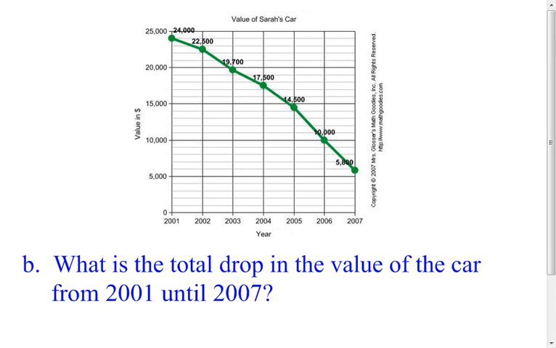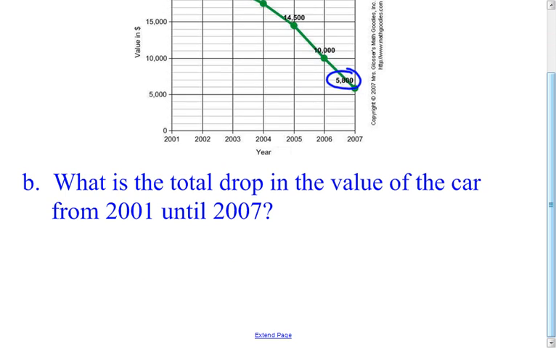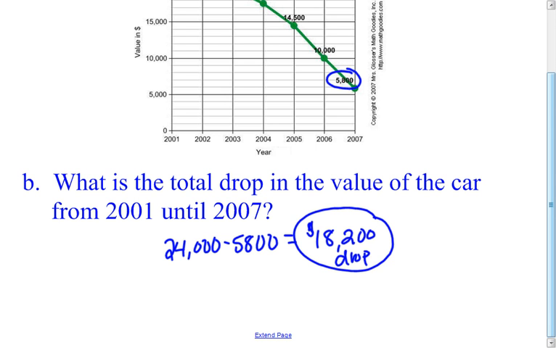Next question, what is the total drop in the value of the car from 2001 until 2007? So in 2001, I was at $24,000. And in 2007, I was at $5,800. So 24,000 and subtract 5,800 gives me an $18,200 drop in the car. Which cars do. Cars depreciate or decrease in value as they age. And hopefully that will be enough for your line graph needs.